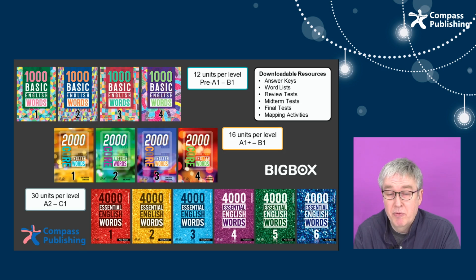So there's 1,000 Basic English Words. That's four books with 12 units per level, and it runs from pre-A1 to B1 level. There's the 2,000 level series that runs from A1 plus to B1 level, and it's also four books, this time with 16 units per level. And then there's the 4,000 series. The 4,000 series is six books, and it covers from A2 to C1, so quite advanced vocabulary level.